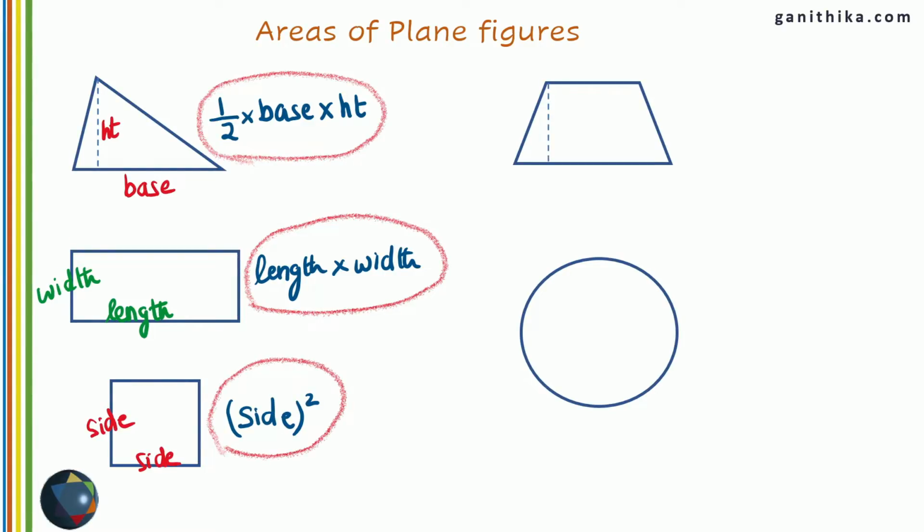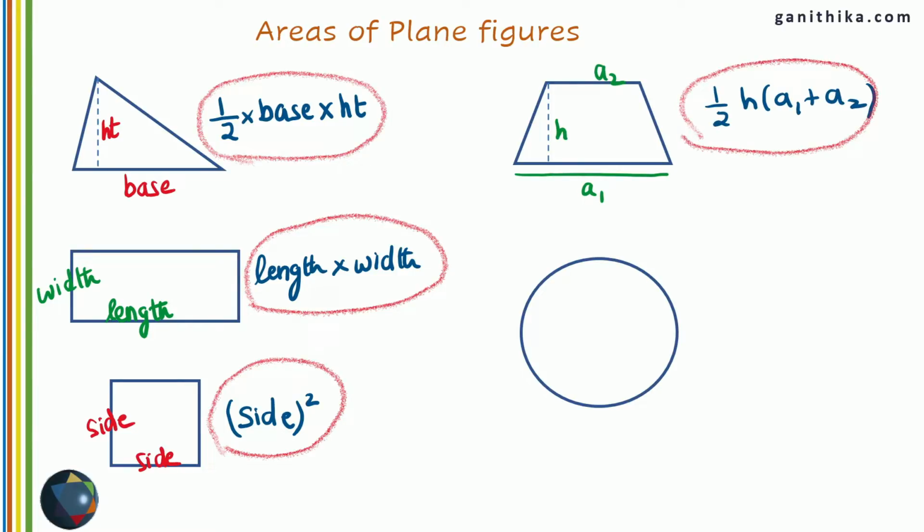And for trapezium as well, you need the height of the trapezium. And if A1 and A2 are the measurements of the parallel sides, the formula for the area of the trapezium is half times height times sum of the parallel sides. But for circle, it's easy to remember. It's pi r square.